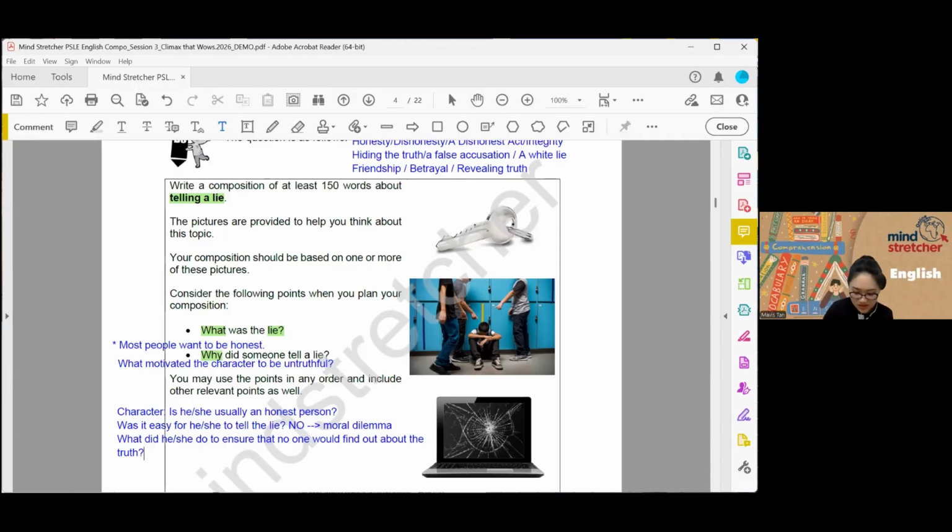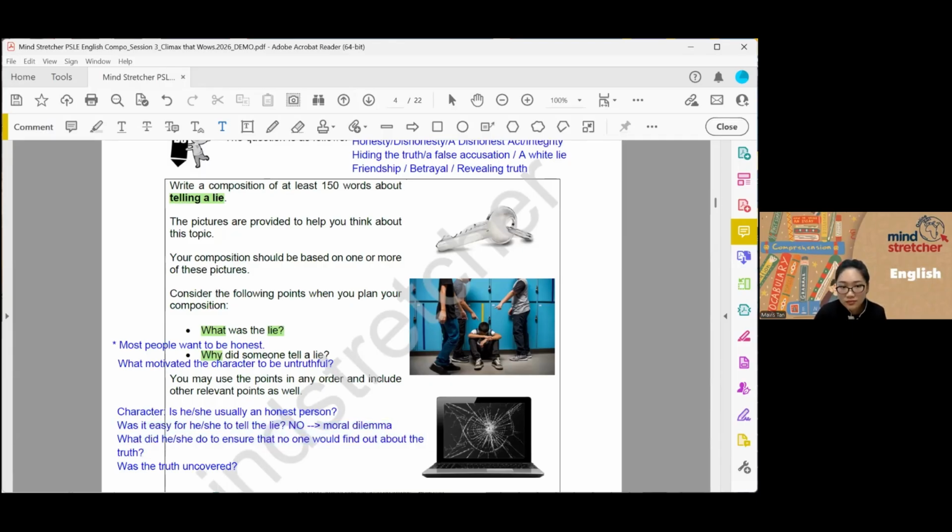And of course, was the truth uncovered? This is a decision you have to make. So students will ask me, teacher, must the truth be revealed? Well, the composition is about telling a lie. The composition is not about revealing the truth. As long as your character has told a lie and you've developed all these things, whether the truth is uncovered or not, it's up to you.